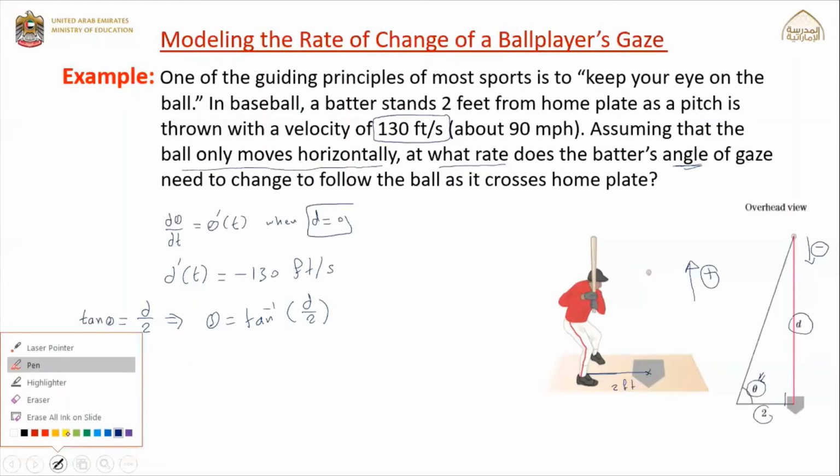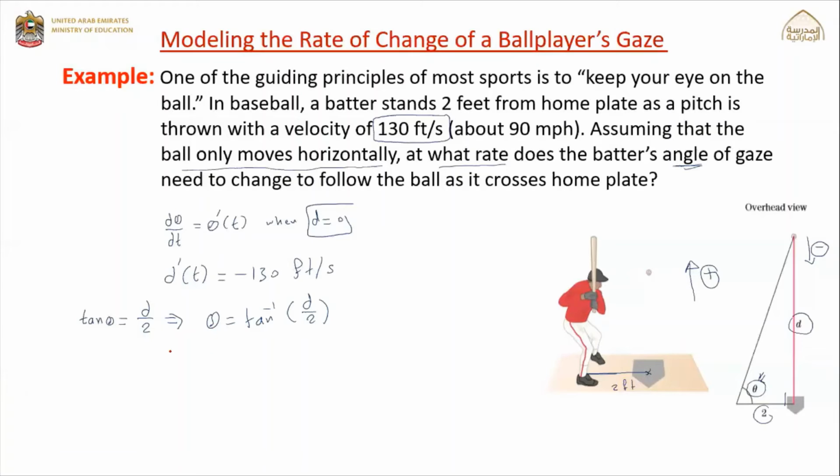After that, I will find the derivative. What about the derivative of theta? Derivative of theta is theta prime of t. What about the derivative for tan inverse? As I know before, the derivative of tan inverse x is 1 over 1 plus x squared. So the value of x is d over 2. So (d over 2) squared, times the derivative of d over 2, which is half d prime of t.